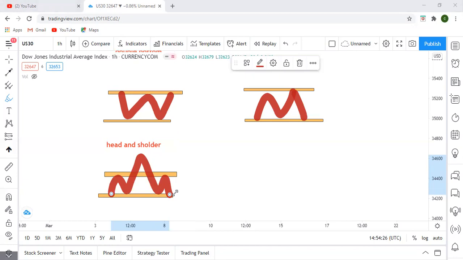This head and shoulder happens on your uptrend. So the market is basically telling you that right now I'm going to push down. I'm going to put the downside. So let's go to your inverse head and shoulder.